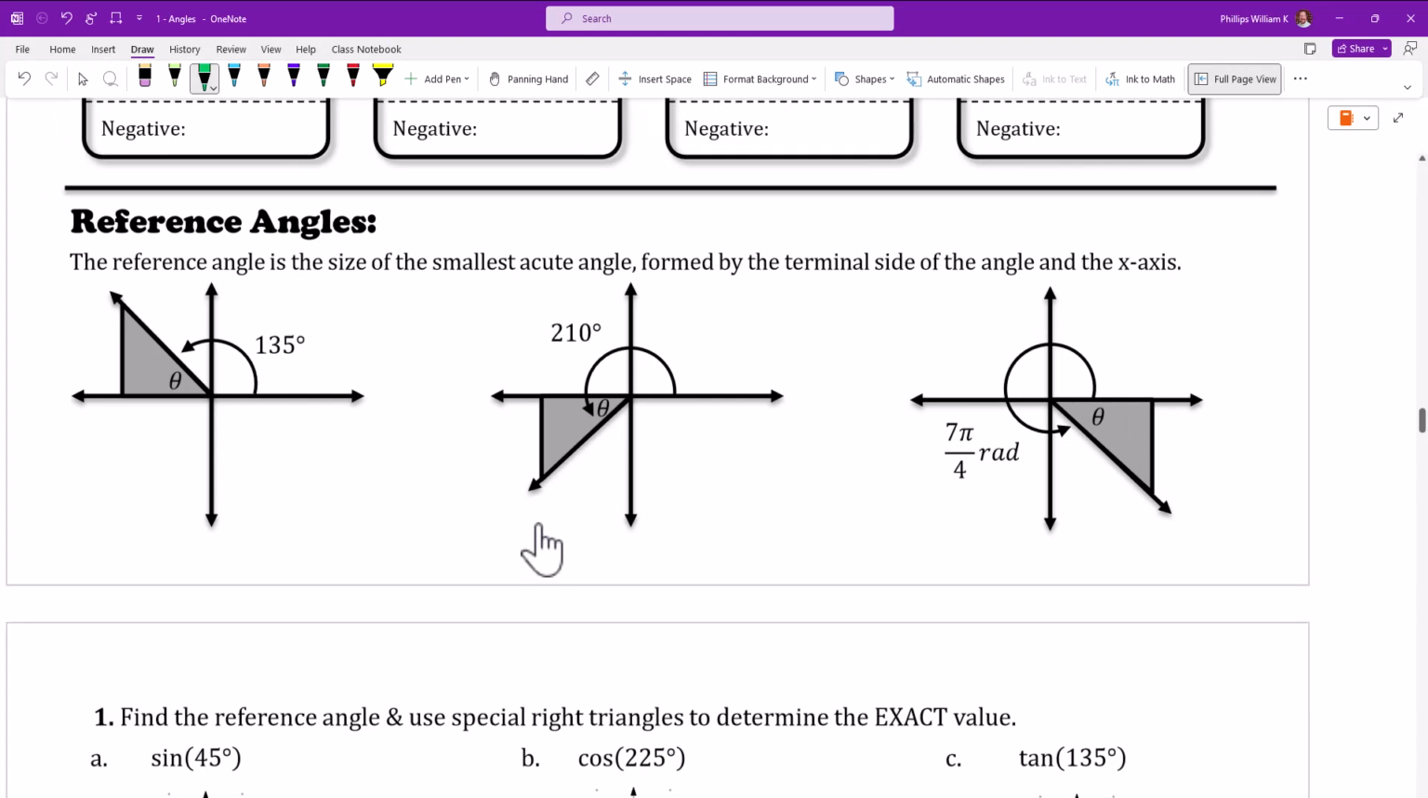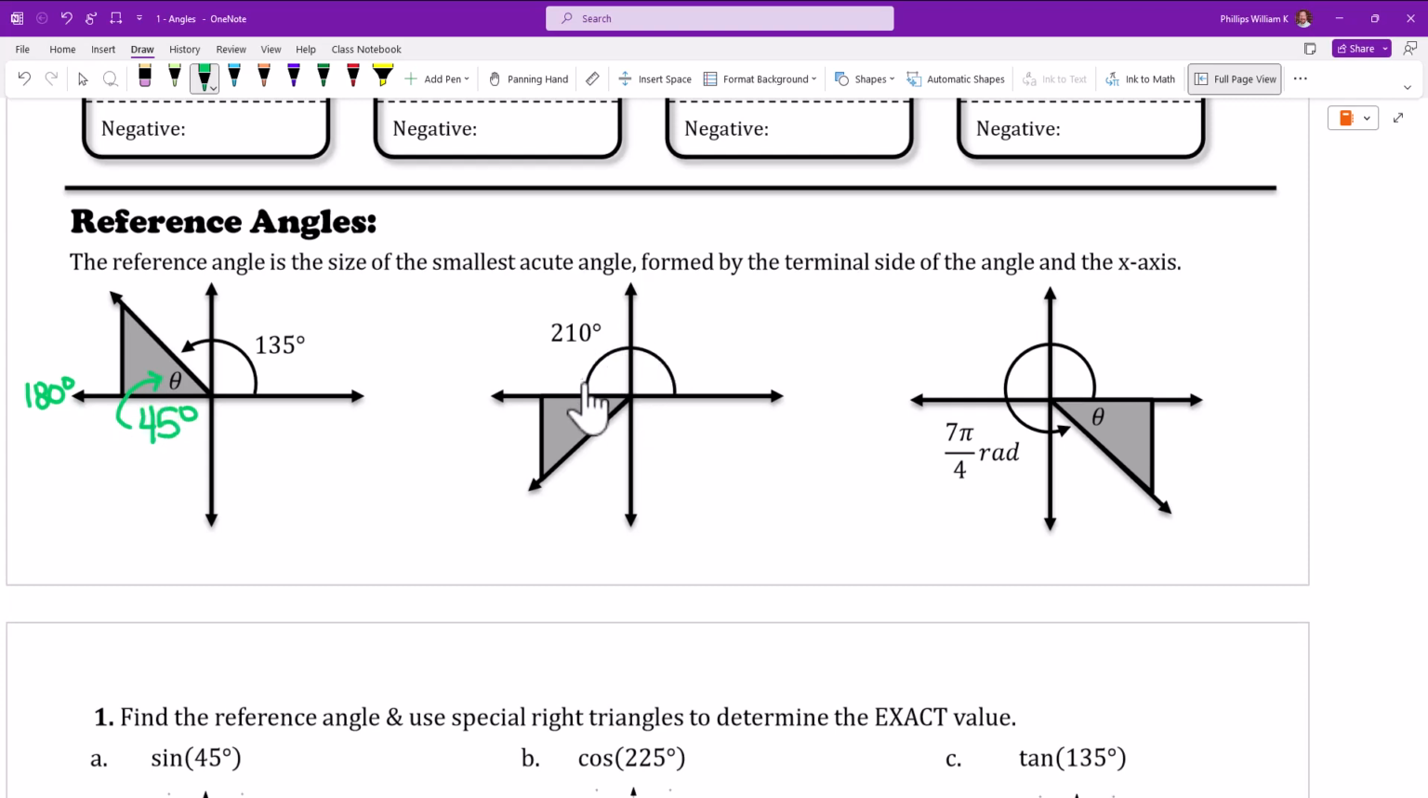Let's try some of these. So we have a 135 degree angle. I want to know the reference angle. So here at the reference angle, I know this is 180 degrees. So if this is 135 degrees, how far do we think this terminal side is from the x-axis? And that would be 45 degrees. So here, that's going to be the value of theta.